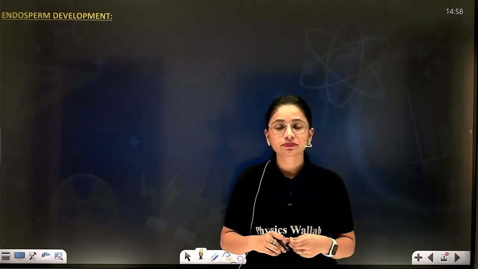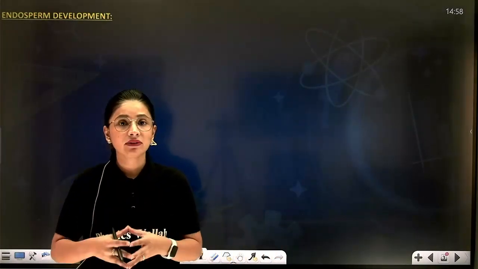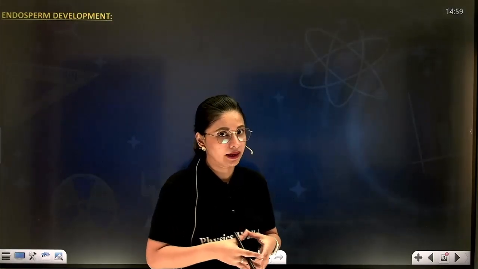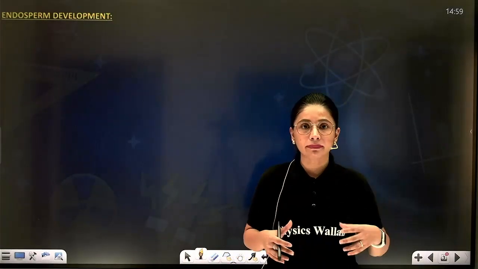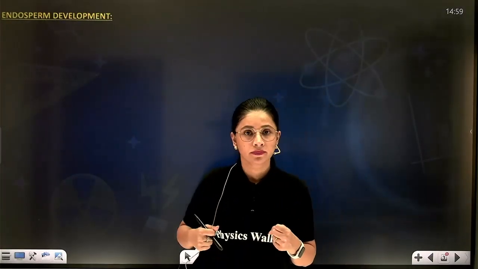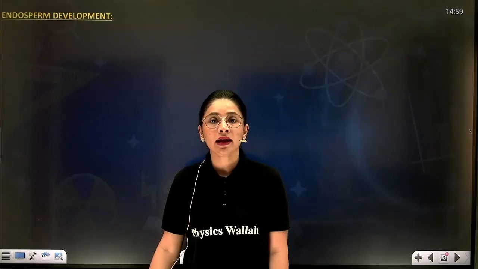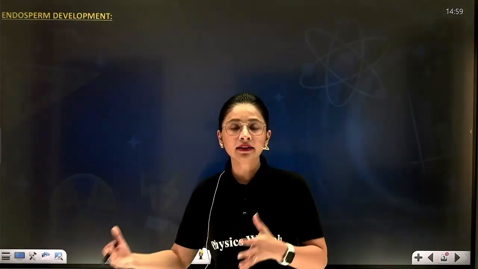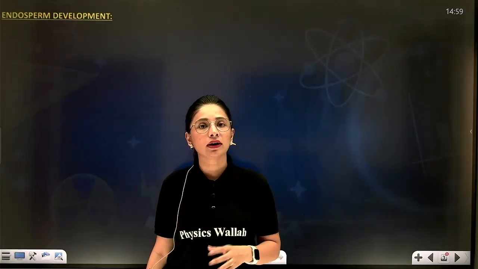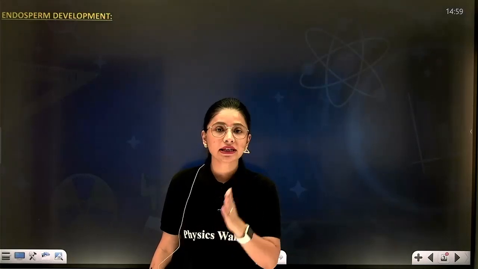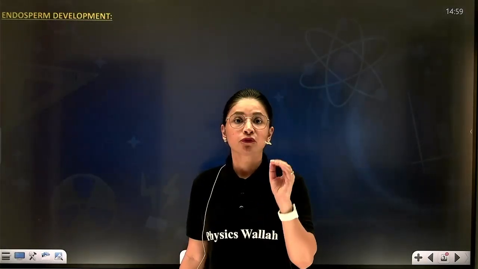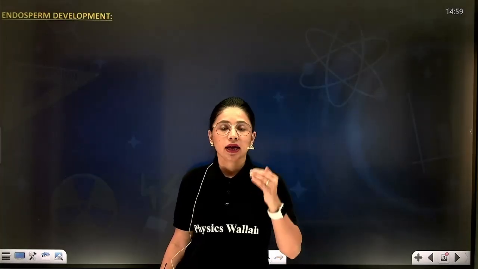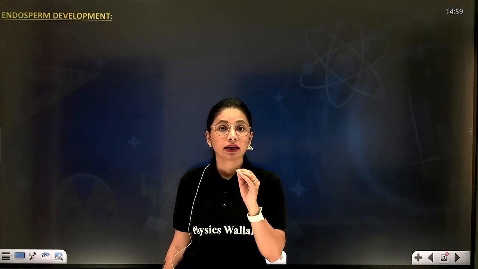The first post-fertilization event in angiosperms is endosperm formation. Endosperms are usually triploid nutritive tissue which develops prior to the embryo developing from the zygote. The reason is that embryo development from the zygote needs nutrition, and that nutrition has to be provided by endosperm. So first it is very important to form the food, and then you start preparing the embryo from the zygote. There is one very famous line that endosperm development precedes embryo development, which means first endosperm is going to develop and then embryo is going to develop later on.